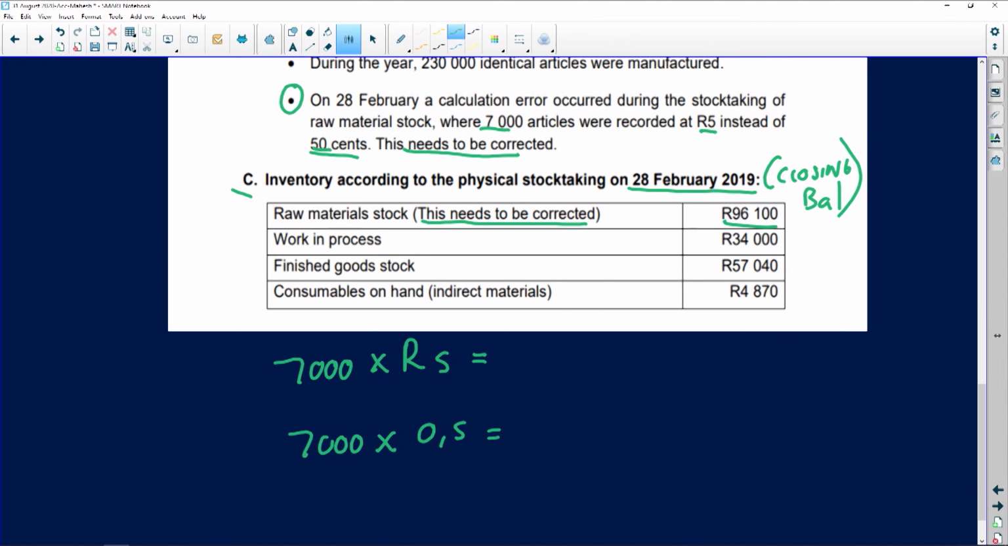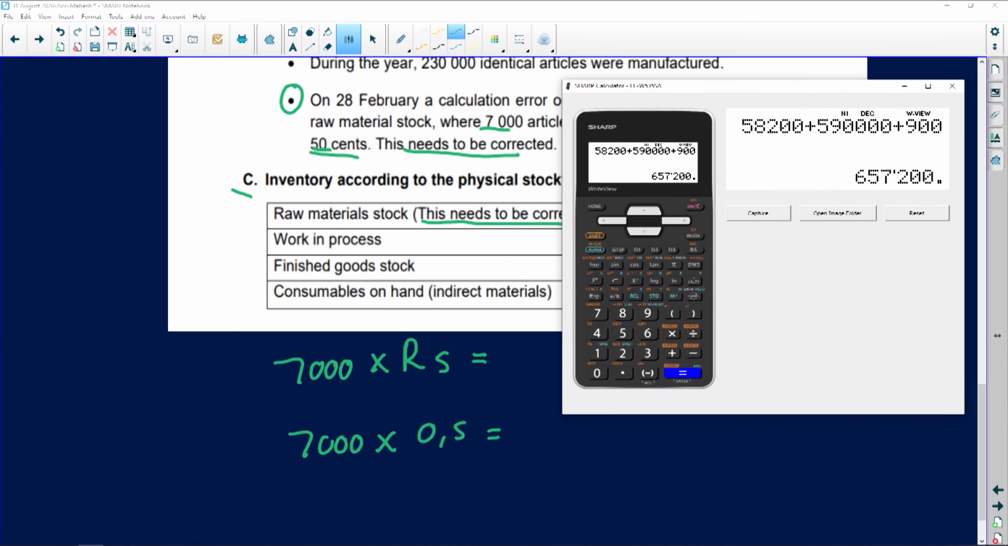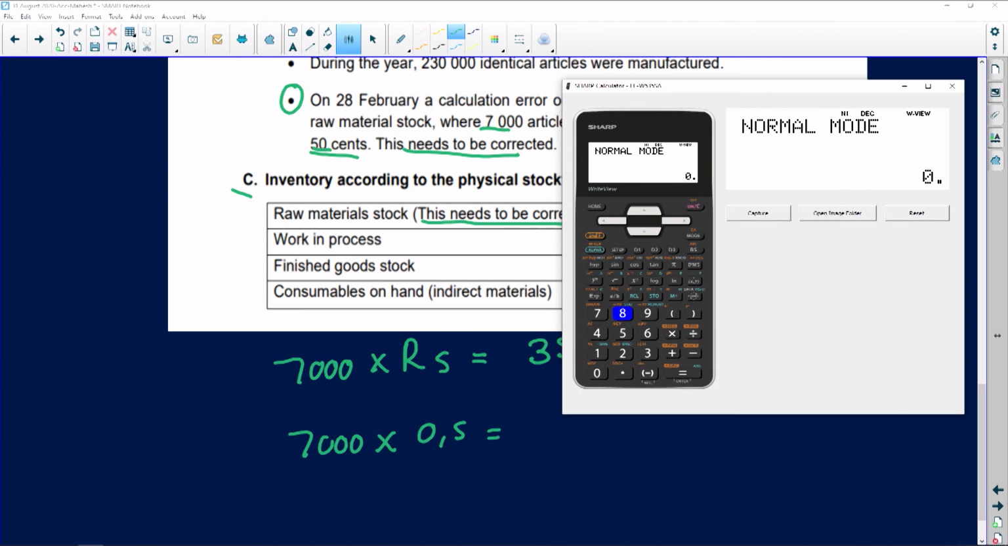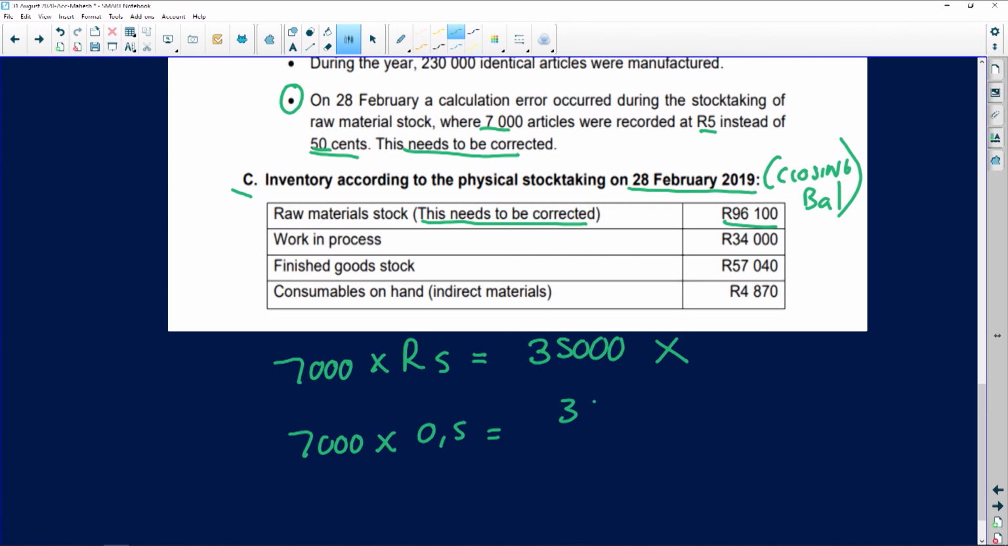Right, so let's get our calculator out quickly. I think it's 35,000, but I'm not going to take a chance. It's quite late in the evening and sometimes my brain might just switch off. So 7,000 times 5 and it should be 35,000. So remember we valued the stock at 35,000 and that's where we made a mistake. This stock should have been valued at 7,000 times 50 cents. So it should have been valued at 3,500. So that is the correct valuation.